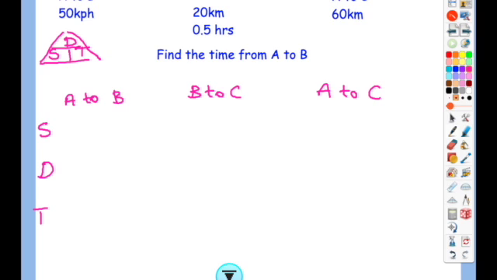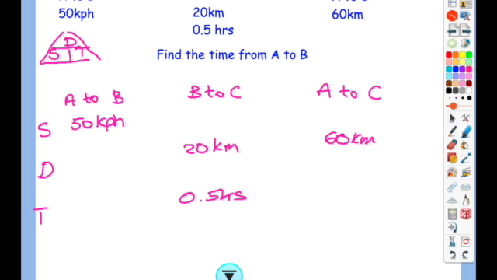So first step, fill in what we know. We know a speed A to B of 50 kilometers per hour. We know a distance of B to C at 20 kilometers and a time of 0.5 hours. Already in terms of hours, so I'm quite happy with that. I don't need to do anything else. And I have a distance of 60 kilometers for A to C. Now I'm going to highlight what I'm trying to find. So I want the time taken from A to B.